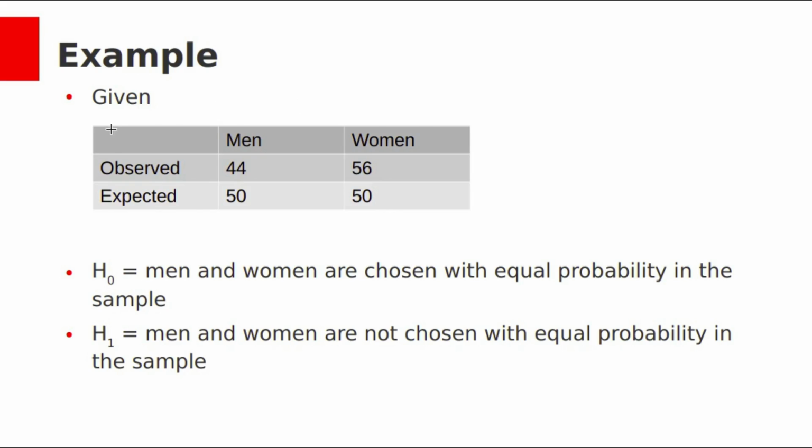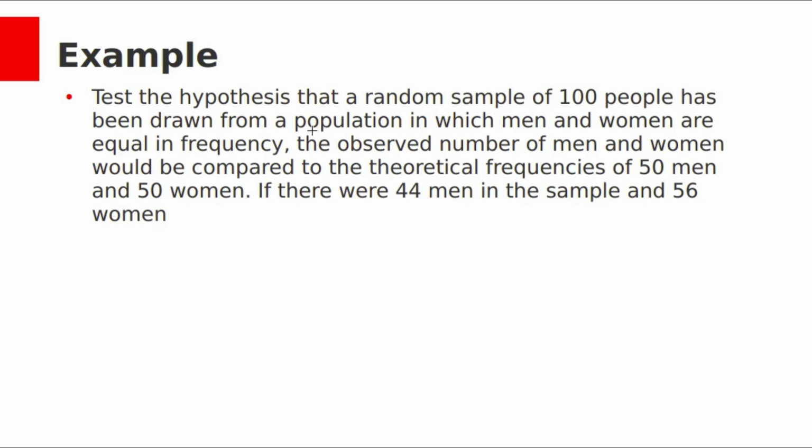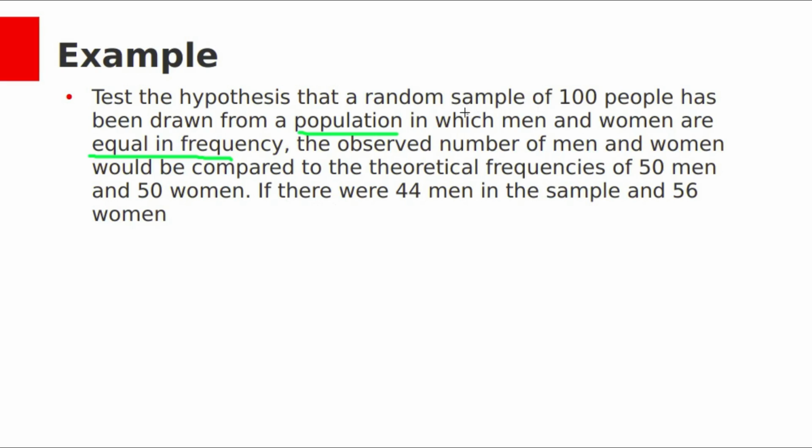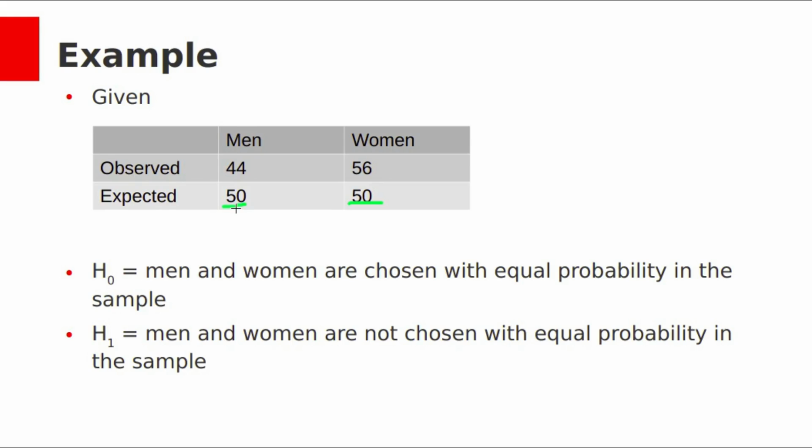We have this data. Here we took a sample from the population. Within that population, men and women frequency is equal. So the expected distribution will be 50 for men and 50 for women. But in our sample of 100, we observed that 44 men are there and 56 women are there. So the observed data is 44 for men and 56 for women.